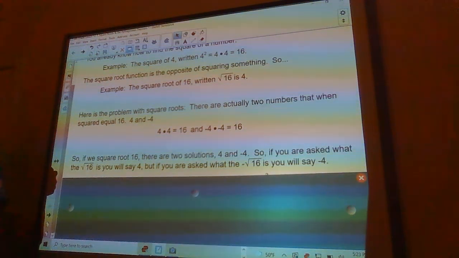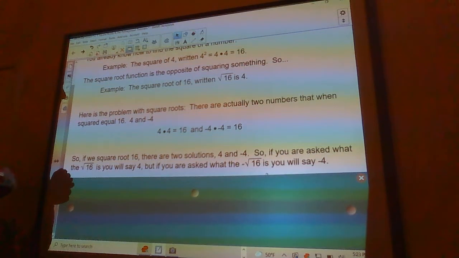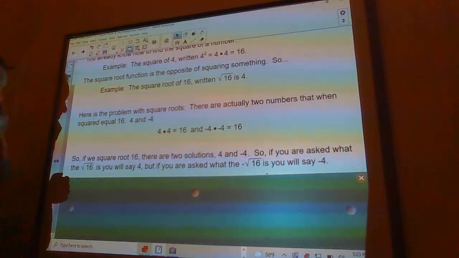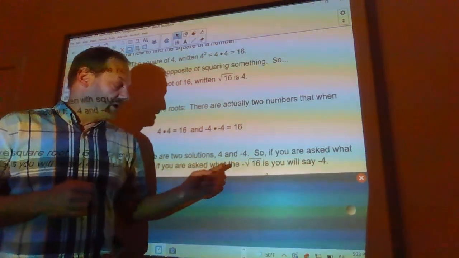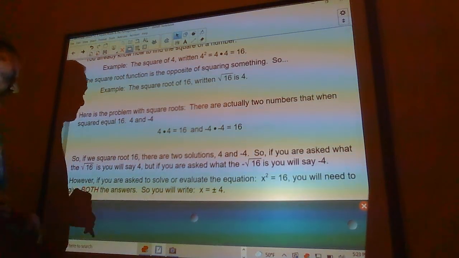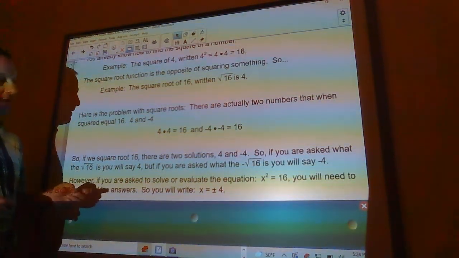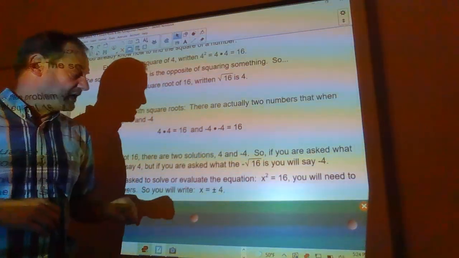So if we square root 16, we are going to say that the answer is 4. But if you take the negative square root of 16, you're going to say that the answer is negative 4. And we can also write this. We can put a plus or minus out here, and then you'd have plus or minus.